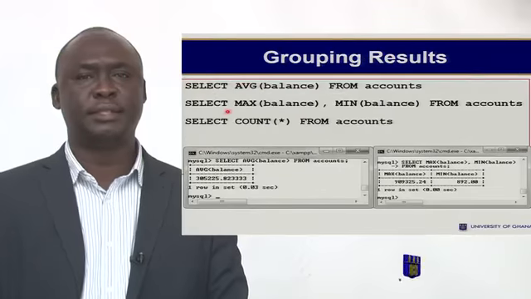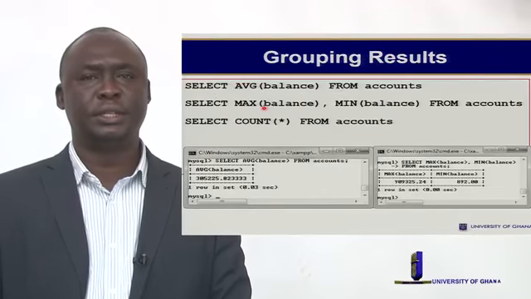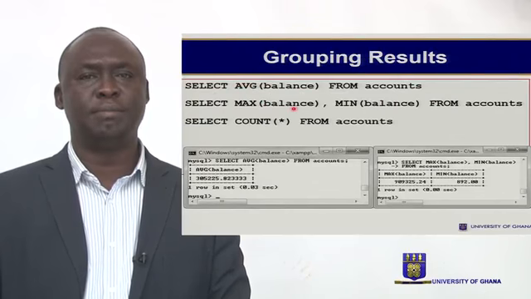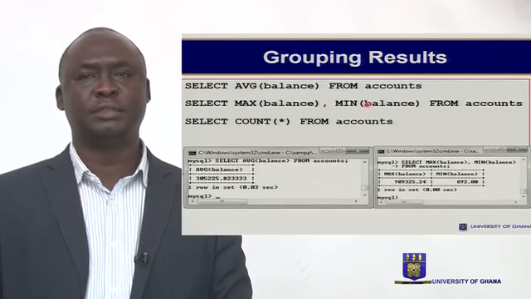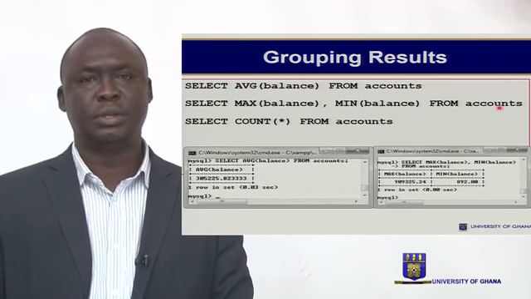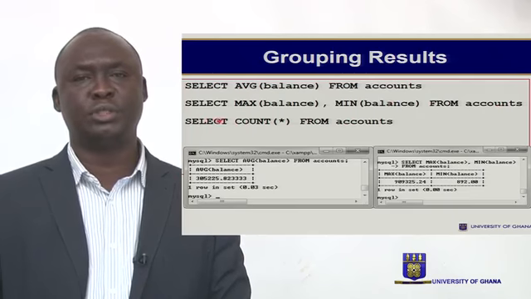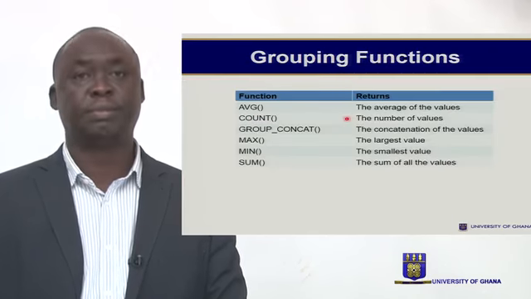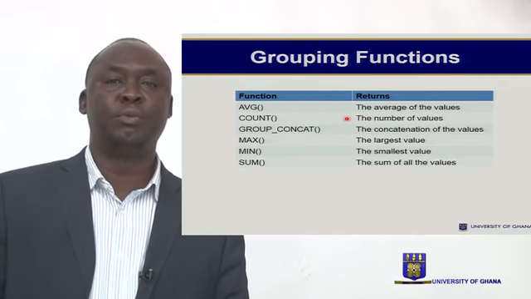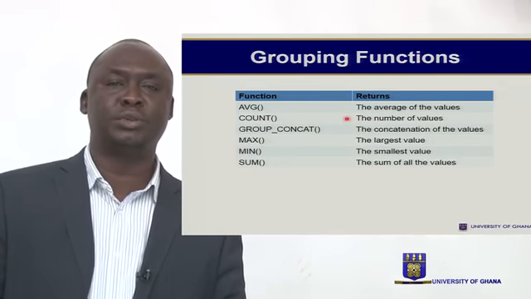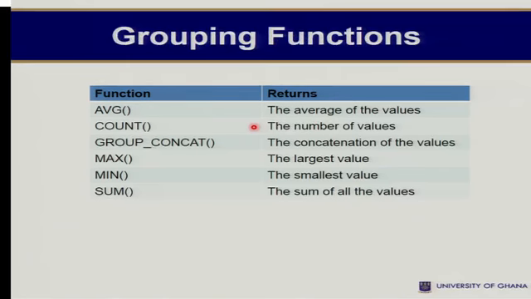So if you look at this, we are doing two functions. One, we want to determine the maximum balance, and we also want to determine the minimum balance from the accounts table. And we also want to count the number of records in the accounts table. There are a good number of grouping functions defined in MySQL. You can go to the MySQL documentation and read more about them.